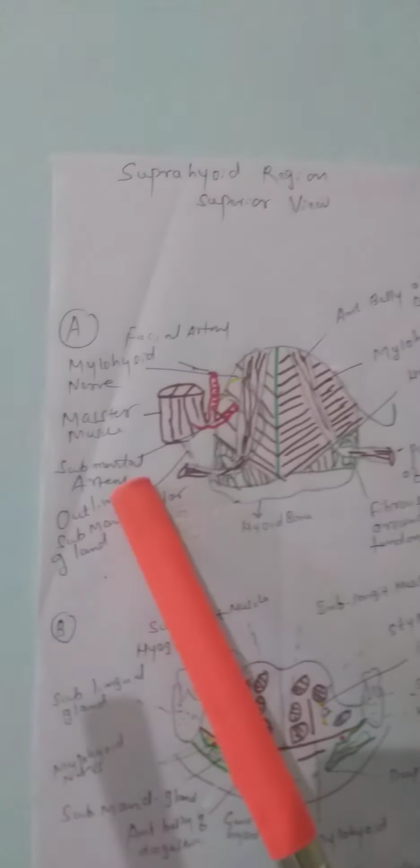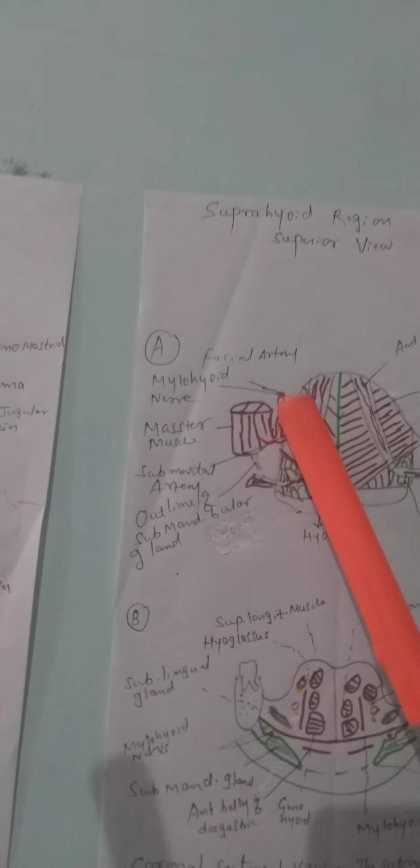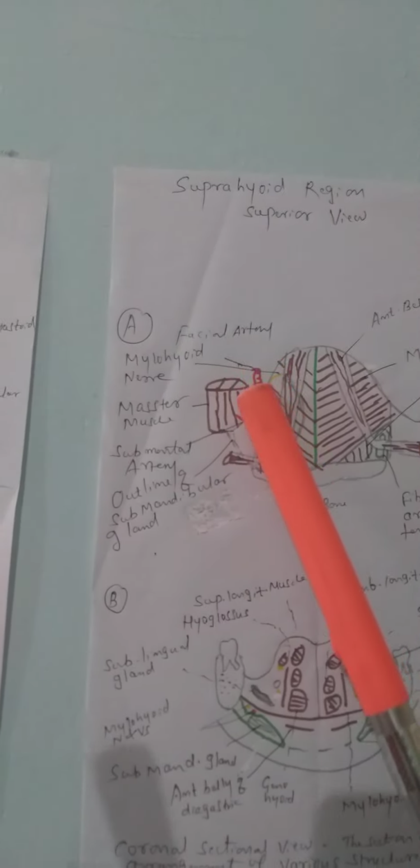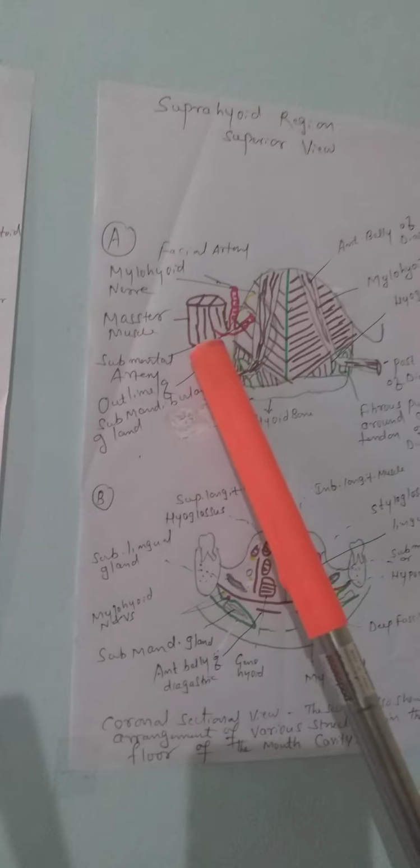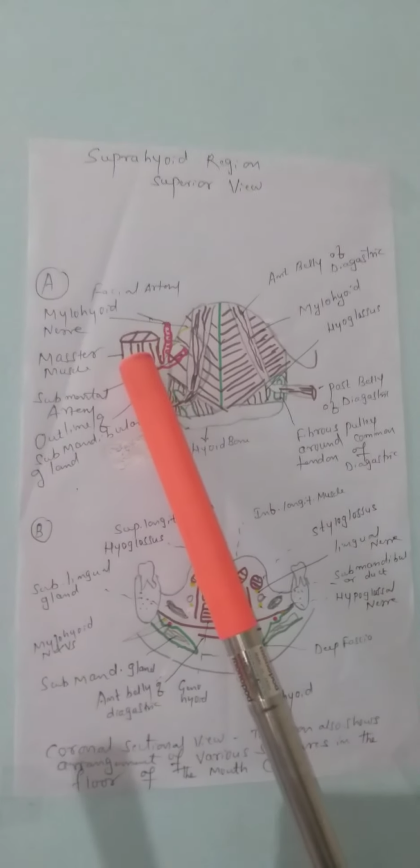You can also see the artery here, the submental artery, a branch of the facial artery. You can nicely see the facial artery. The facial artery is a branch of the external carotid artery. The submental artery you can see here, and the masseter muscle can also be seen here.